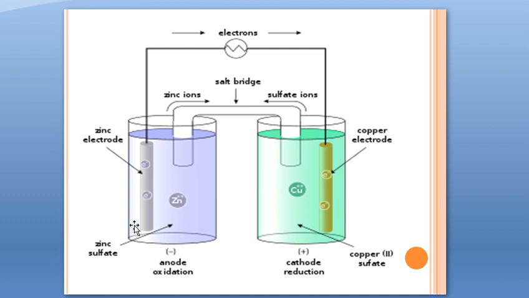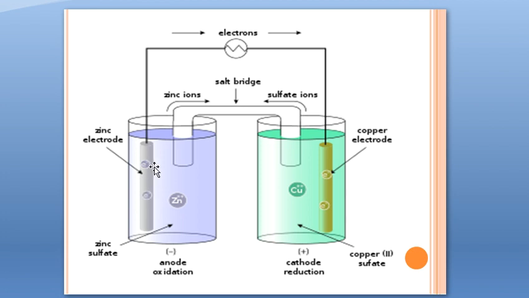What we do is we take two beakers. In one we take a zinc electrode dipped in a solution of zinc ions. In this case we have taken zinc sulfate. On the other hand, we have a copper electrode dipped in the solution of copper ions. We have copper sulfate in this case. The two electrodes are linked by a wire which completes the external circuit, because it's a spontaneous reaction, and this is how it starts.